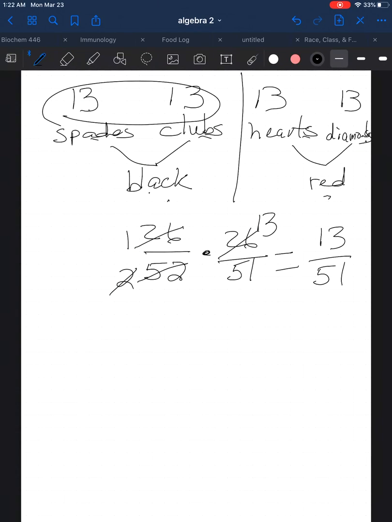Always put your probabilities in simplest form. Don't ever leave a fraction that can be reduced. And that's all there is to simple probability and with replacement or without replacement.